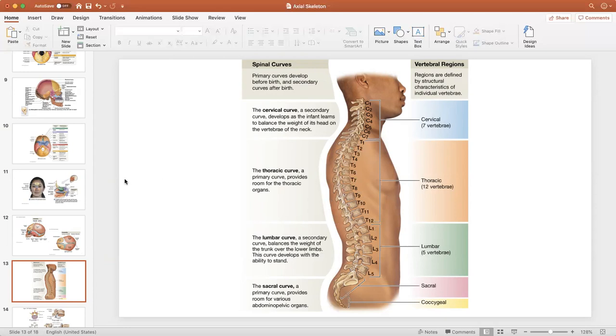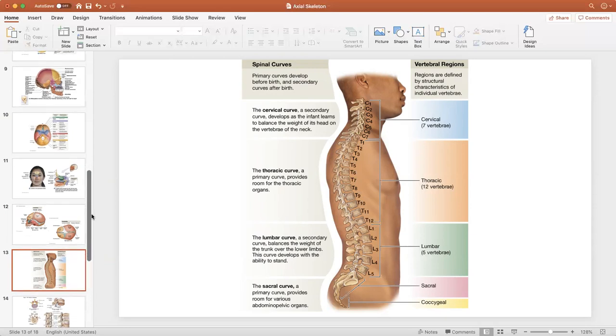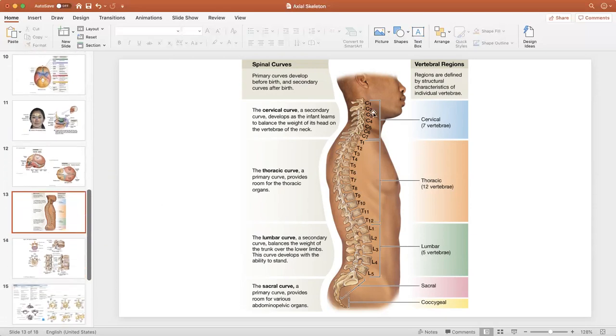And we'll look at each of the vertebrae individually, and we'll need to be able to identify C1 and C2, the atlas and axis.